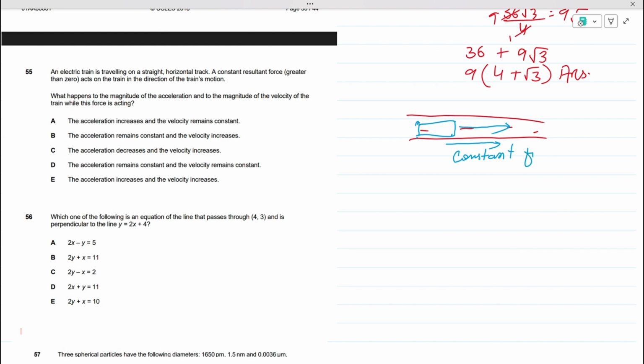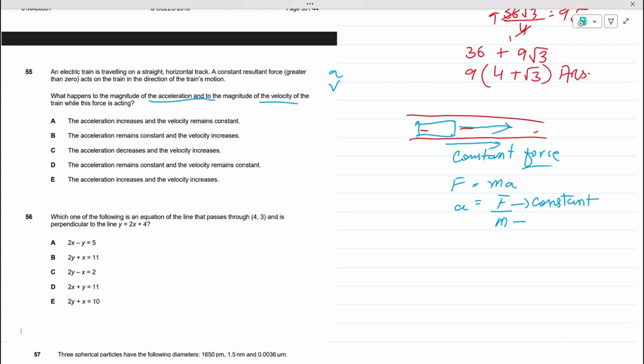What happens to the magnitude of the acceleration and to the magnitude of the velocity of the train? So they are asking us about the magnitude of the acceleration, and about the velocity of the train, right? So basically the formula for force is what? It is ma, right? Now if I have to find the acceleration, let's derive the formula for acceleration. Acceleration is equal to force per unit mass. And they've already mentioned there is a constant resultant force, which means force is constant, right?